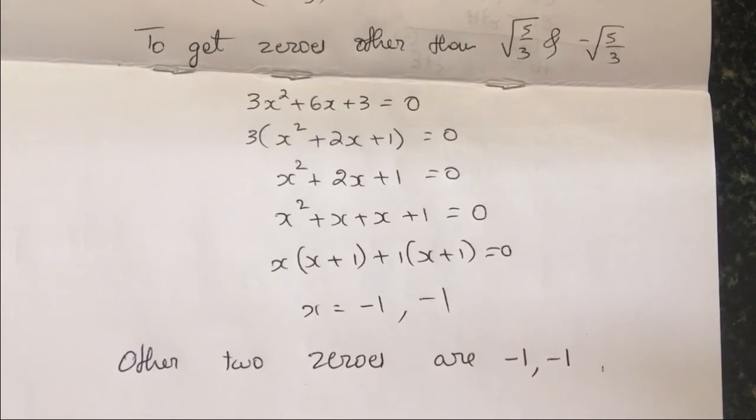Okay, this is another type of problem. They are giving you two zeros. Sometimes for a cubic polynomial they are giving you 1 zero and they'll ask you to calculate the rest too.